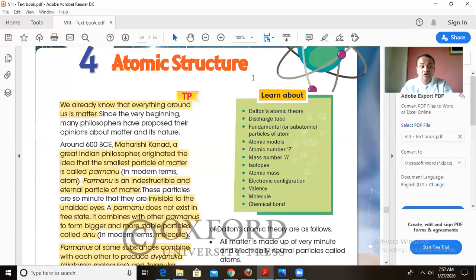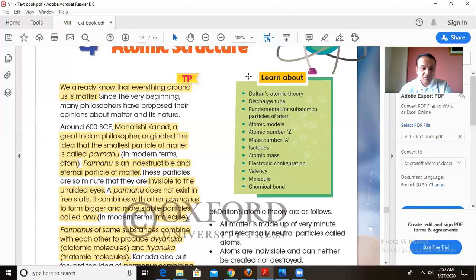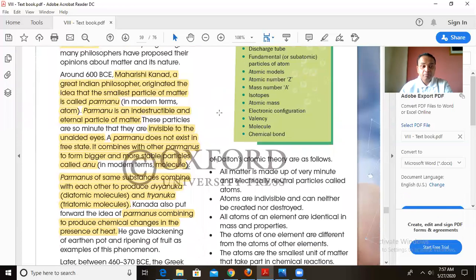He called it Anu. See, Parmanu, today we call it atom. Anu, we call it a molecule. So, what he says is that Parmanus of the same substance combine with each other to produce a Divyanuka.